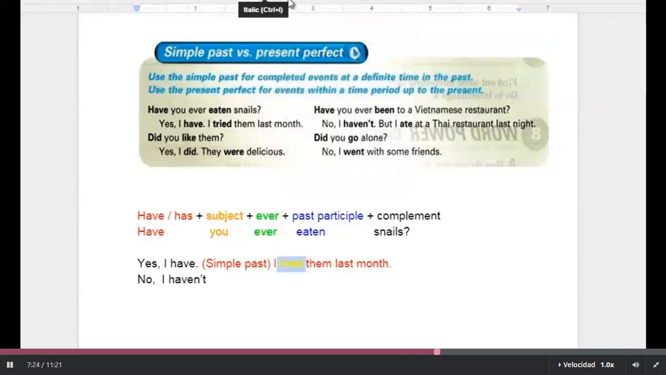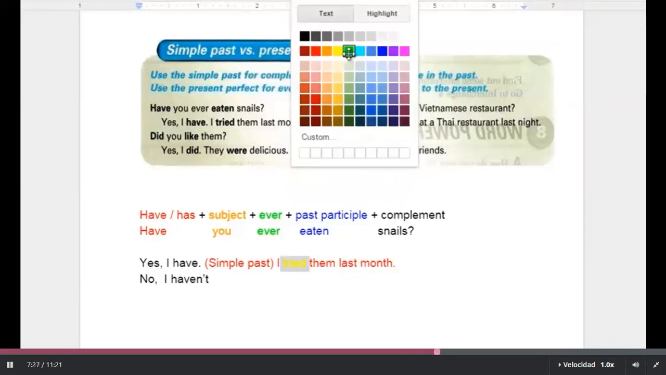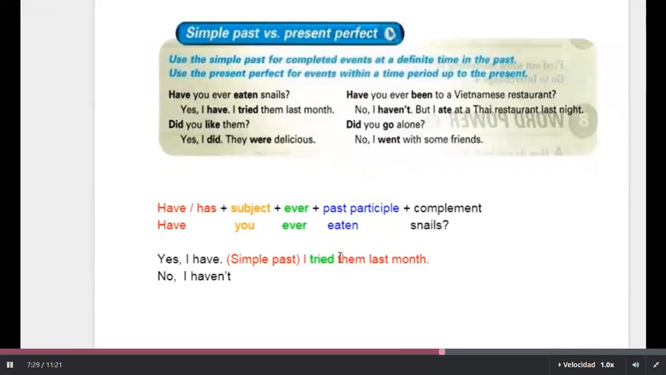So, have you ever eaten snails? And my answer to that question is, yes, I have. I tried them last month. So, I'm using the simple past. And now, the next questions that you see there, which is what I mentioned earlier, are in the simple past. Did you like them? Now, all the questions are related to this event that you see here, right? It's no longer this question that you're answering. You're answering the next question. I tried them last month. So you want more information about this event from last month. Did you like them? And as you can see, the answer, yes, I did. They were delicious.